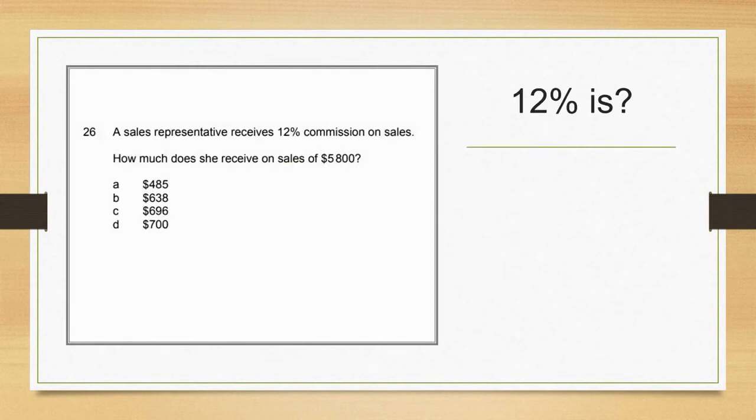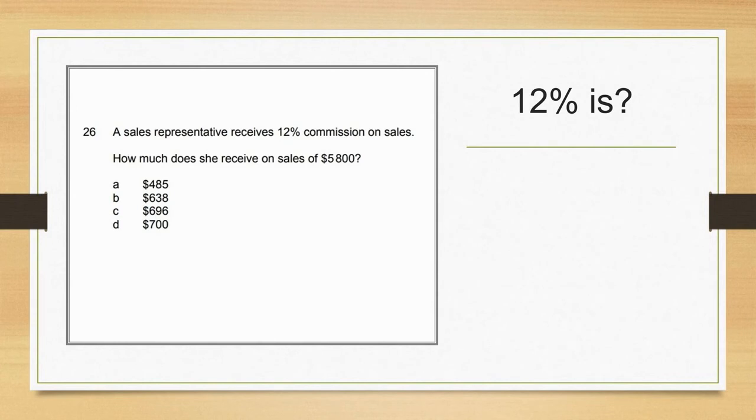Next question. A sales representative receives 12% commission on sales. How much does she receive on sales of $5,800? What are we asked to do here? We're asked to calculate the value of 12% of $5,800. All right, and there are 2 ways we can do it.